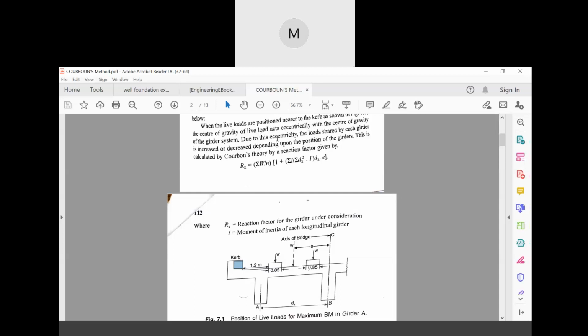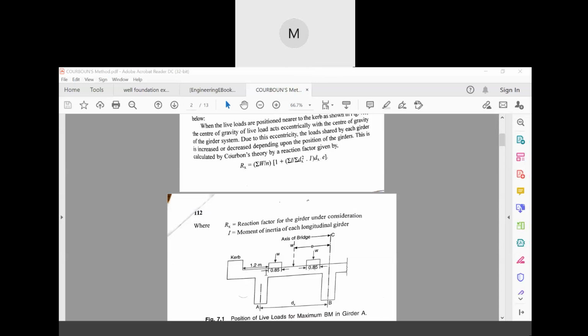Due to this eccentricity, the load shared by each girder is increased or decreased depending upon the position of the girders. This is calculated by Courbon's theory using the reaction factor. Now, in Courbon's theory, suppose these are the two wheels of the vehicle, this one and this one. Now this will have a certain eccentricity, that means e, from the center of the girder.